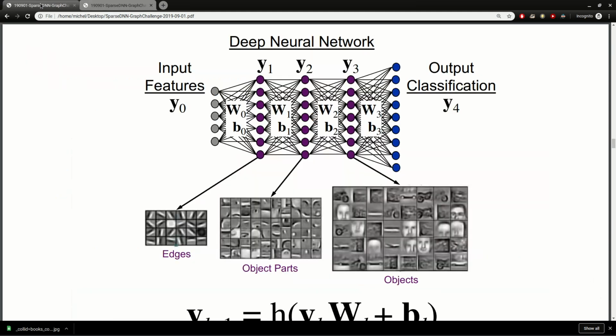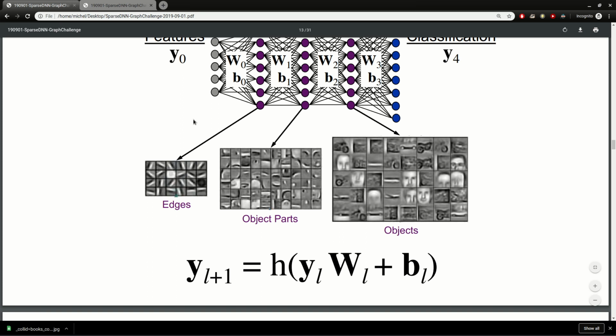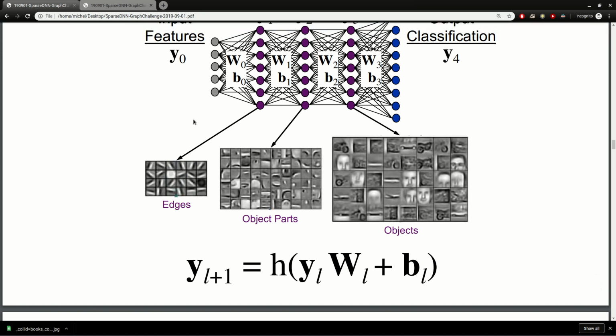So going back here, we can see at the bottom the math equation that defines the challenge. Y and W are both matrices, and B is a vector. H is an activation function called ReLU. Let's scroll down a little here so you can see the equation. So clearly, this is a problem defined in linear algebra.